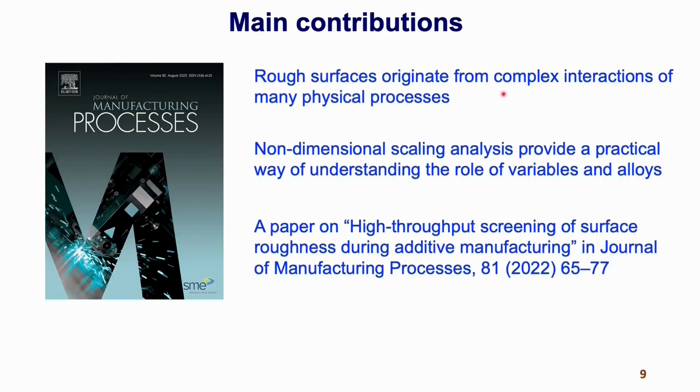Rough surfaces originate from complex interactions of many physical processes. A dimensionless surface roughness index combines the complex mechanisms of surface roughness formation and provides a practical way of understanding the influence of process parameters and alloy properties on surface roughness. The validated and easy-to-use surface roughness index can predict and reduce surface roughness before doing any experiments.